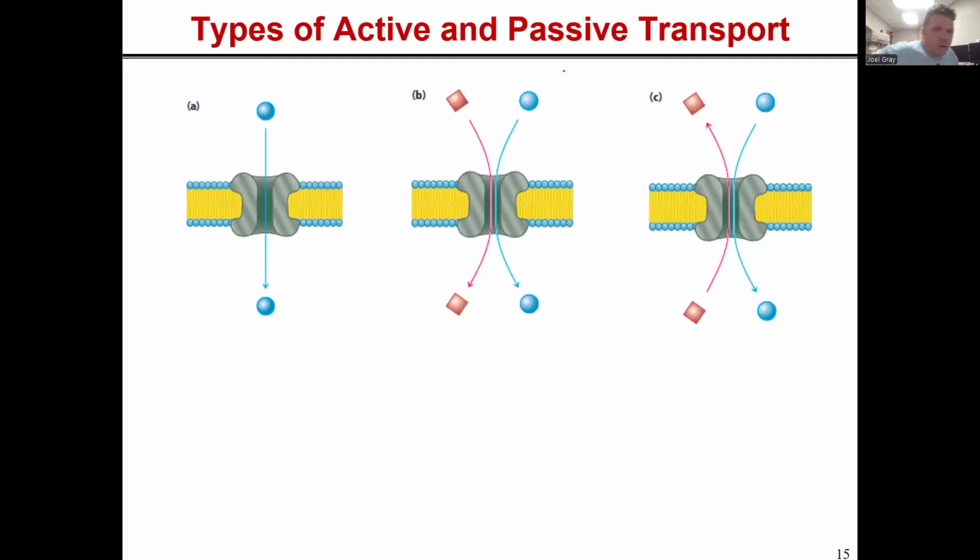So this first model on the far left is just a simple model. This is called a uniport. So on the far left, that's a uniport. That is one substance or one ion being moved from one side of the membrane to the other side of the membrane. If you look at model B, we've got two substances moving in opposite directions.